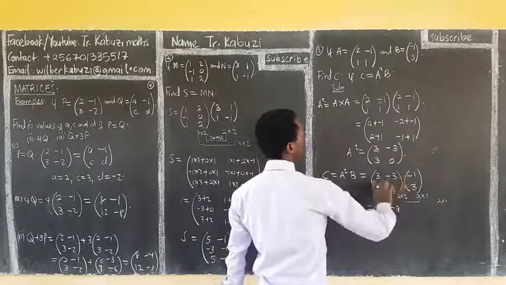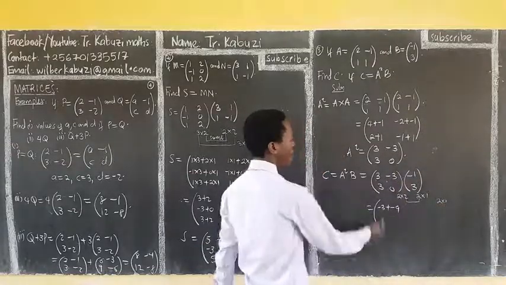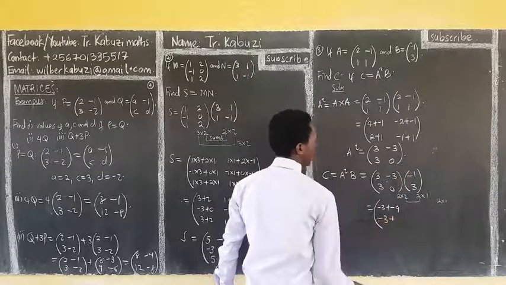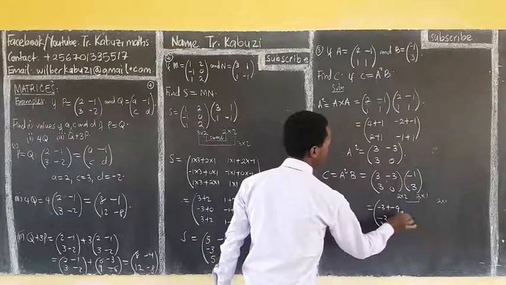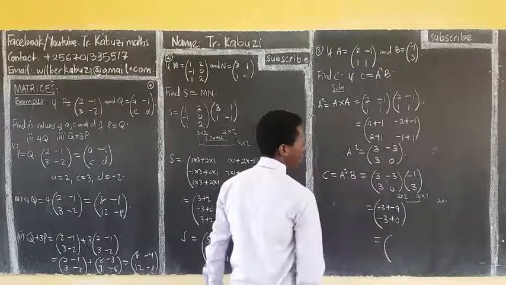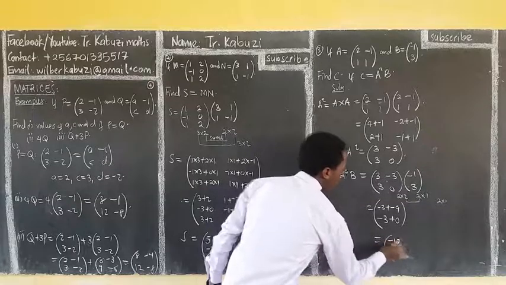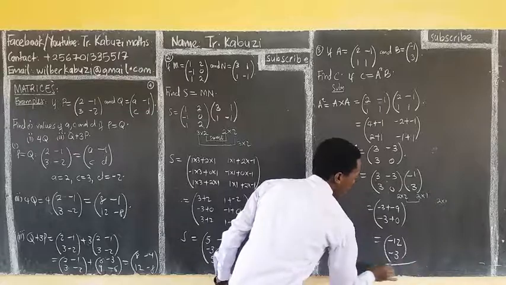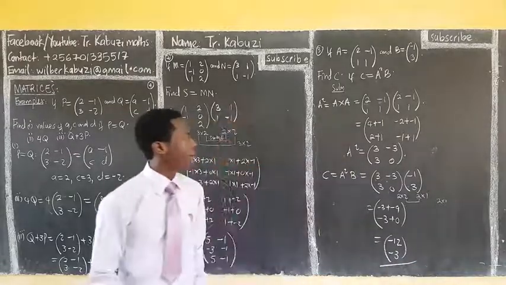So you come to this row: 3 times this, negative 3, plus 0 times this, 0. And so the matrix is going to be negative 3 minus 9, that's negative 12, negative 3 plus 0, that's negative 3. And so that's it, members.